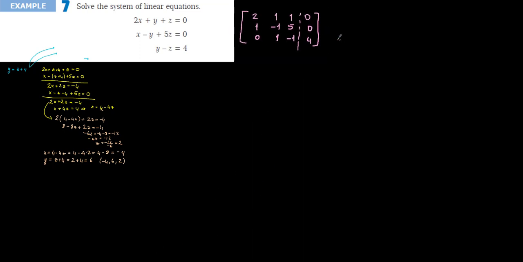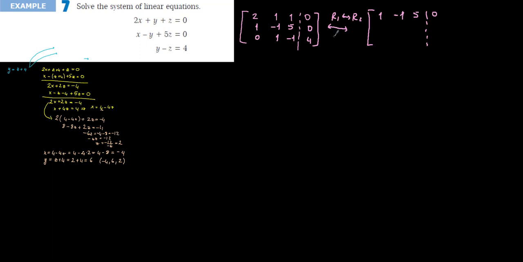Then let's continue here. Firstly, in row operations, you can change the places of the rows, which means change row 1 to row 2, which becomes 1, minus 1, 5, it's equal to 0.